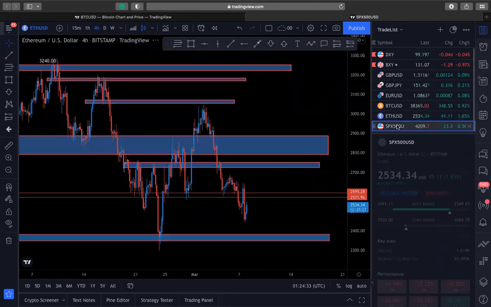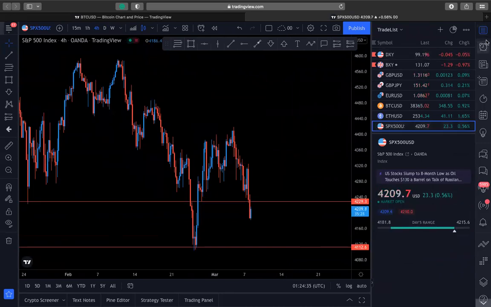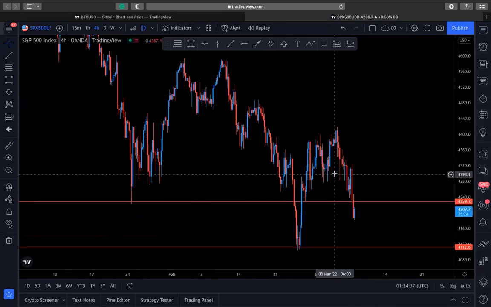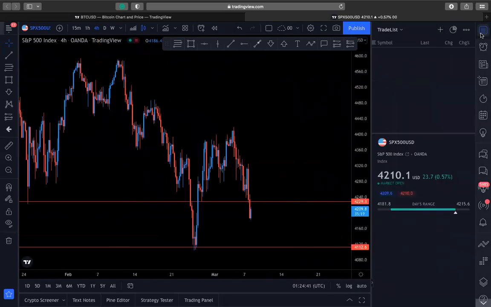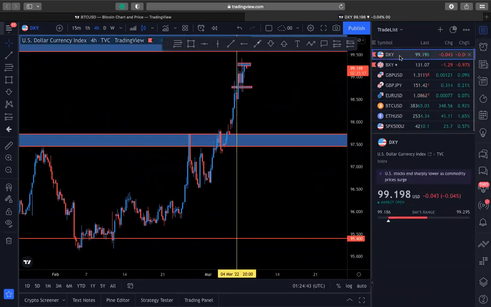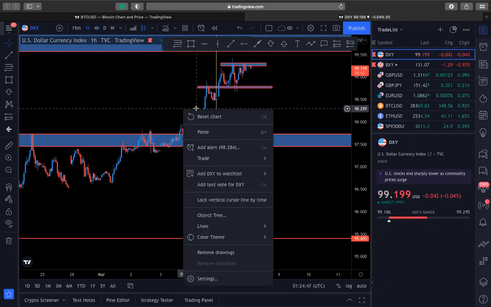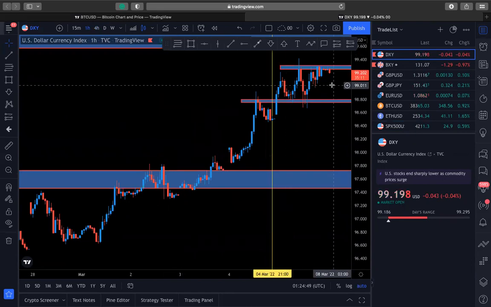That's really all the cryptos. And then when it comes to indices, I'm not going to touch on indices today. But we got a little rejection up here, so we are potentially seeing a little bit of rejection.